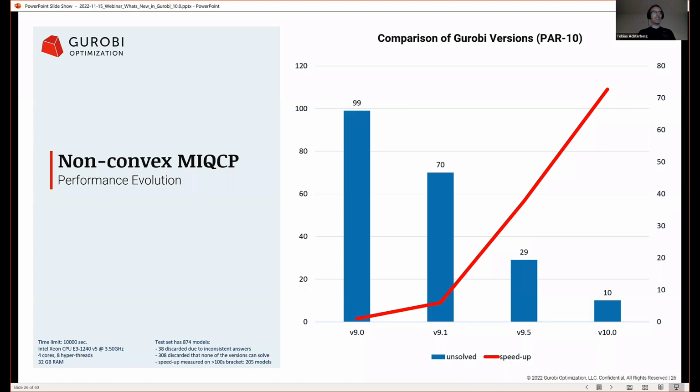And also, if you look at the number of models that can now be solved, many more models can be solved. So only 10 models in our test set that any of the versions can solve cannot be solved by 10.